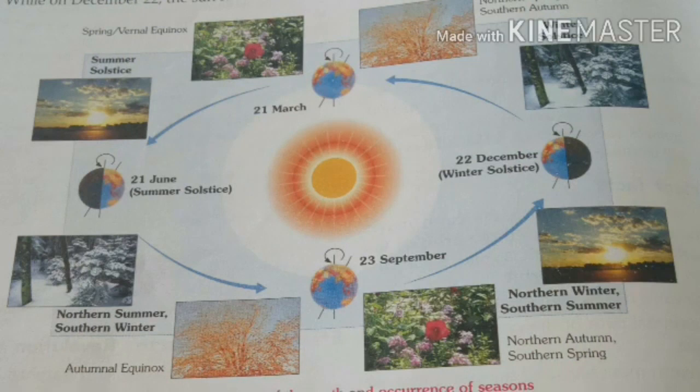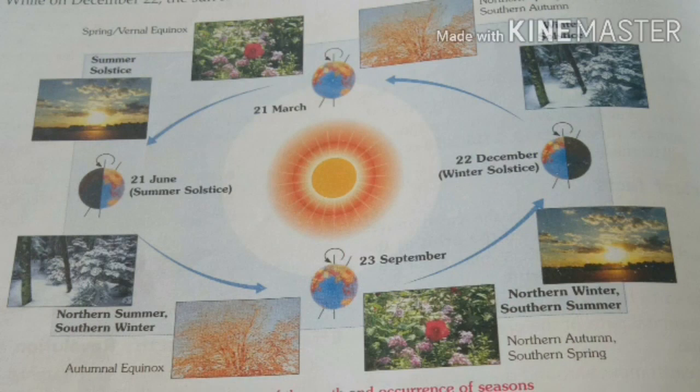Okay. Next, what are the conditions prevailing in the northern and southern hemisphere during the winter solstice? This time, the southern hemisphere is inclined towards the sun while the northern hemisphere stays away from the sun. Then the sun rays fall vertically on the Tropic of Capricorn and slanting on the Tropic of Cancer. Isn't it, children? That is reverse.